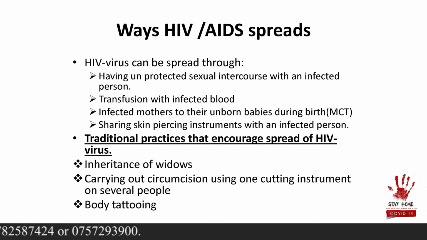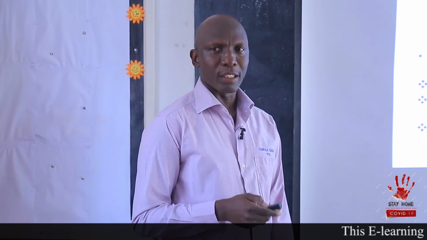Now, basically, there are about 4 main ways we get this virus. The first one, which is the major way somebody gets HIV, is through sexual contact. That is by having unprotected sex with an infected person. Of course, I know young children don't engage in such sexual acts, so don't even think of that. That's the main way somebody gets the virus.